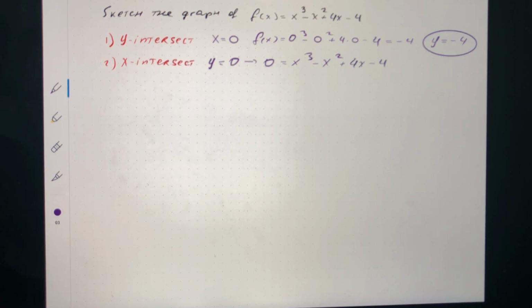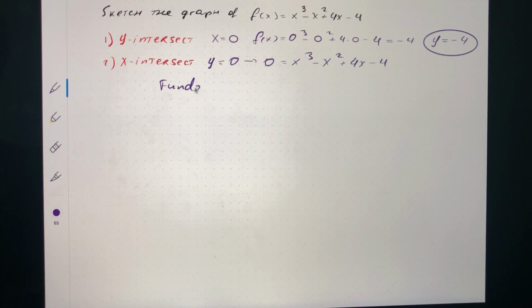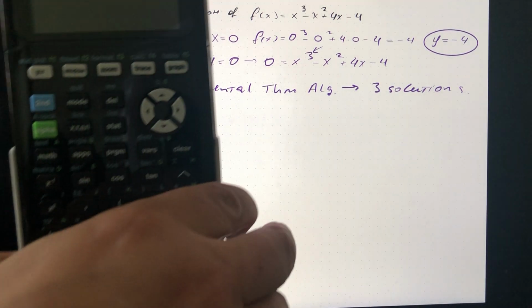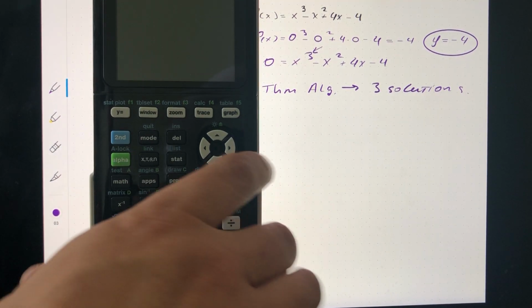And to do this, we have to use the calculator and the fundamental theorem of algebra. The fundamental theorem of algebra tells us that the degree of the polynomial, which is 3, equals how many solutions we're going to get. So the fundamental theorem tells us 3 solutions is what we will get. Now let's look at a picture. So here with the calculator, let's make a sketch.